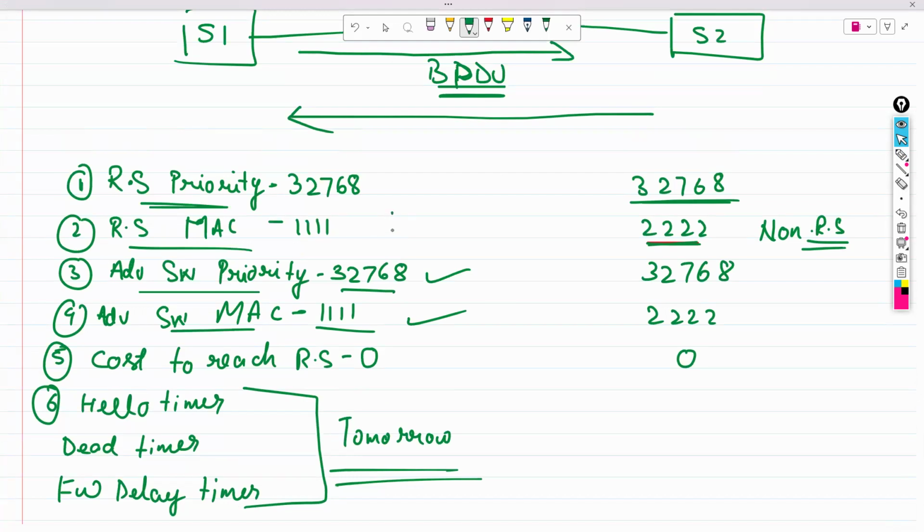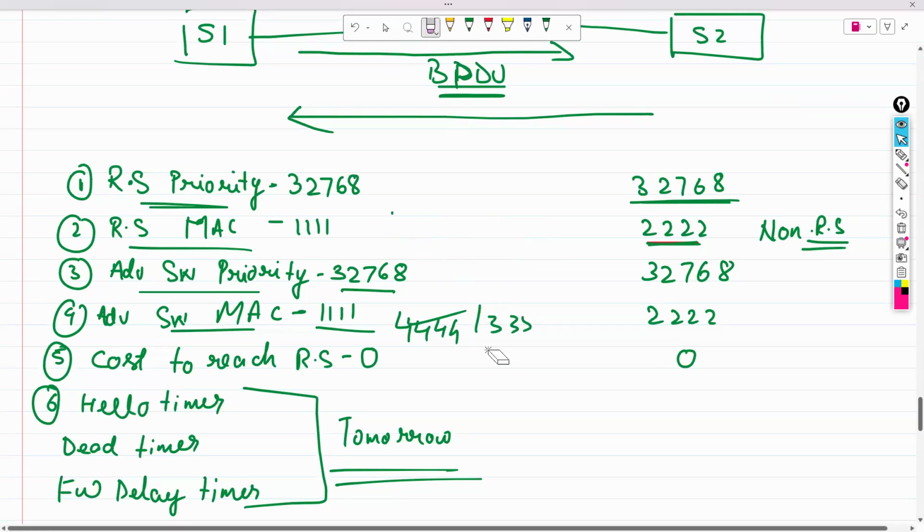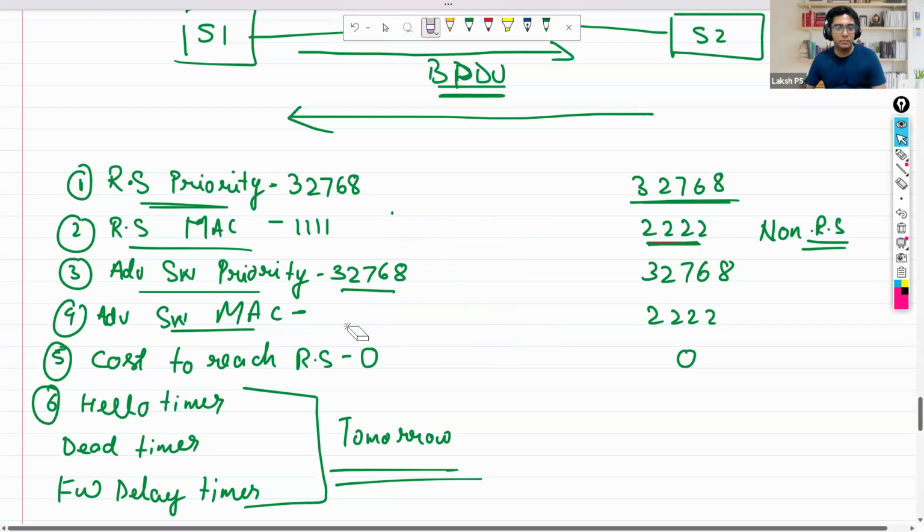For switch number 4, it will say I am 4444, and the advertising switch MAC address is also 4444. For 3, this will be 3333, and the advertising switch MAC address will also be 3333. But after the root switch is selected, the advertising MAC address and advertising priority will change. The root switch MAC and root switch priority remain the same. Got it. Yes.